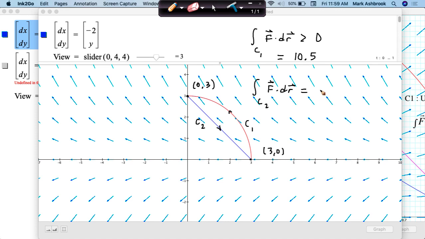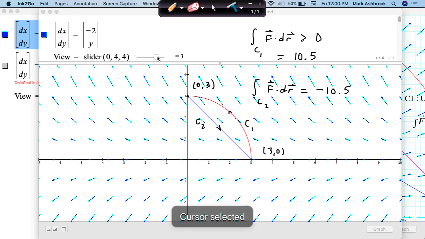How do you know that? Because it creates a circular path. That would finish a loop, right? It would finish a circulation. So if it's positive 10.5 to get from 3,0 to 0,3, and we head back and get to where we started, we know that the net work or that circulation has to be 0. Therefore, back along C2 has to be negative 10.5.